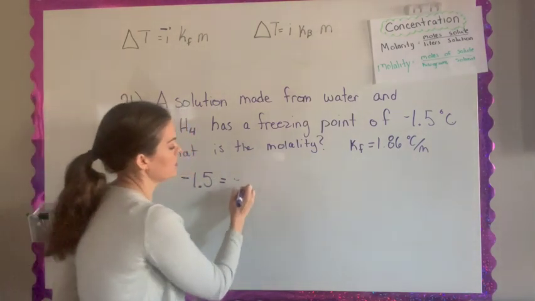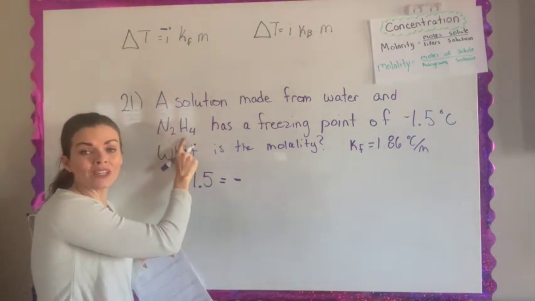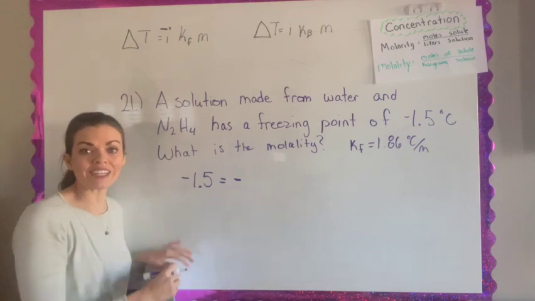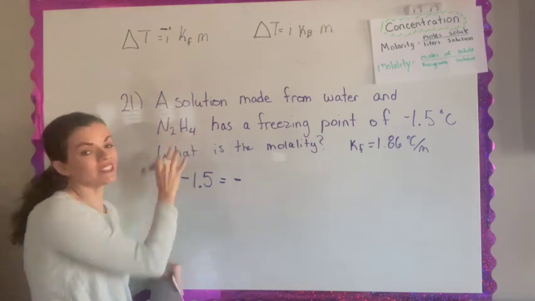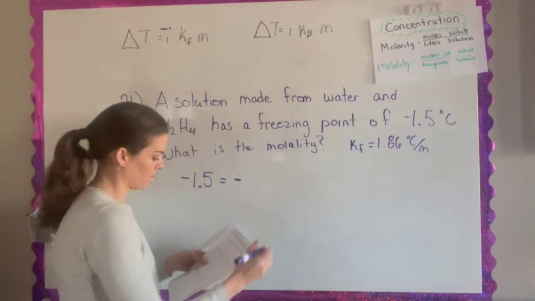So it's negative i times Kf. N2H4, neither one of these are metals. They're both non-metals. So this is a covalent compound, not an ionic compound. So it does not break apart in solution. So i is just 1.